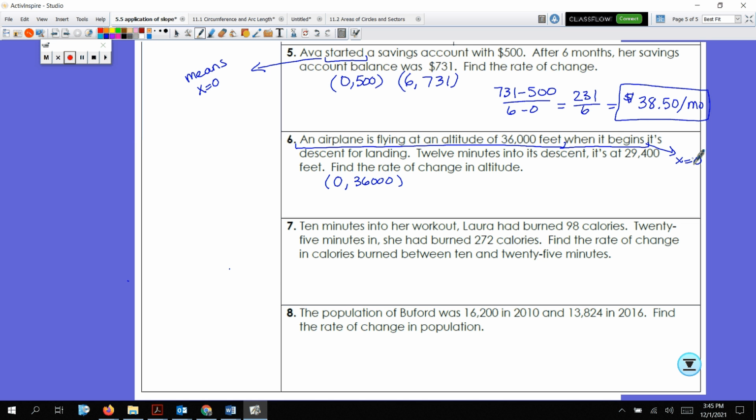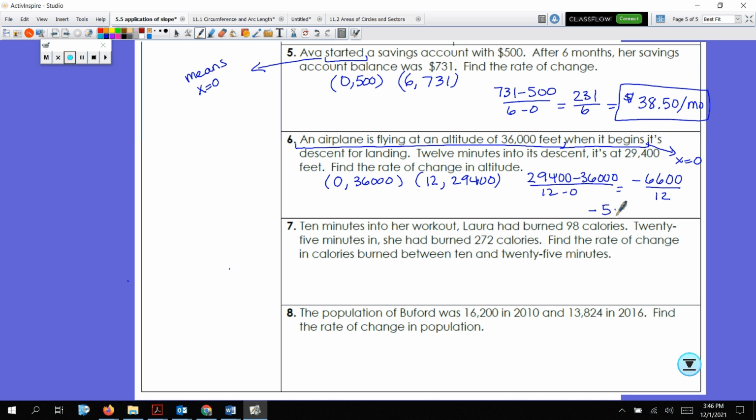Okay. 12 minutes into its descent, it is at 29,400 feet. So 12 minutes is going to be our x, and 29,400 feet is going to be our y. So let's do the slope. 29,400 minus 36,000 over 12 minus 0. That gives us negative 6,600 over 12. Once you finally divide, you get negative 5,000.